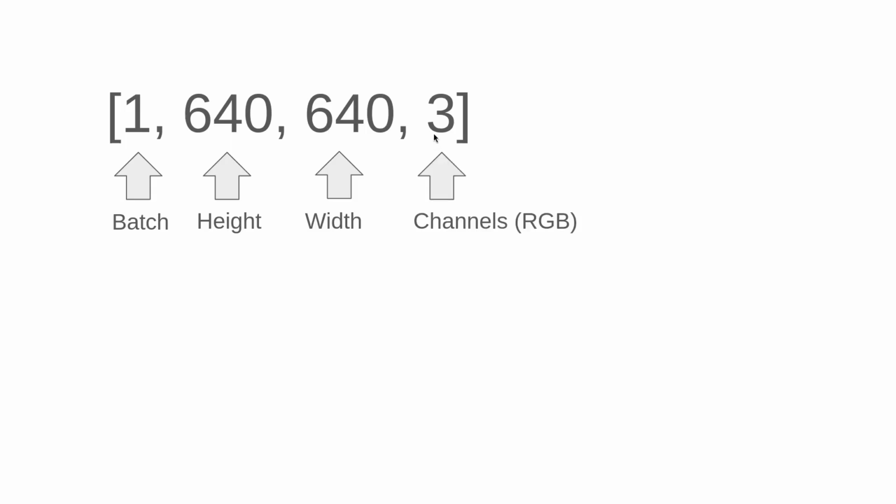So recall that our input was of this shape. So here my first index, which is 1, is going to be the batch size. So within a batch, we're going to have only one image. The next two numbers are going to be the height and width of the image. So this means that my model wants images of 640 by 640. And my next number is going to be the number of channels.